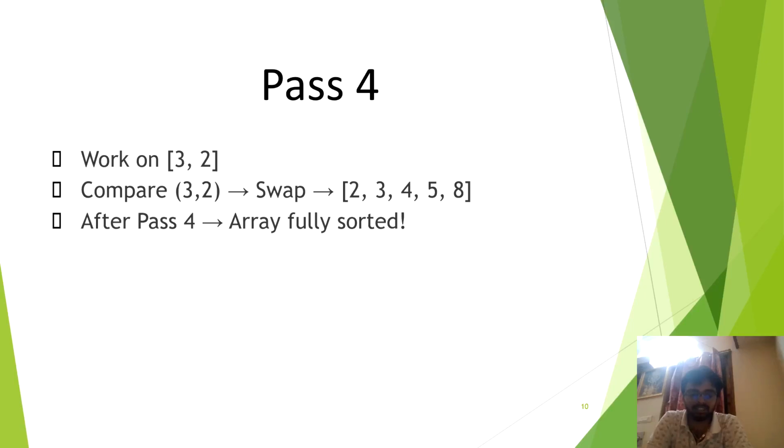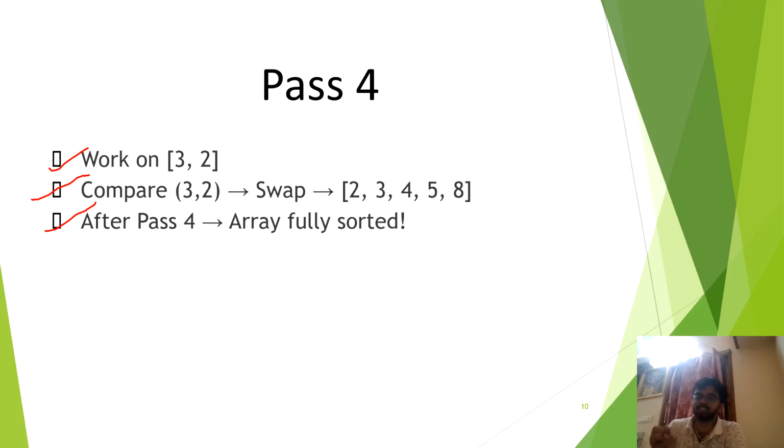So for us here, the first point is clear. The second point is clear. We will look into the third point. What is the third point? After pass 4, the array is fully sorted. What I said before, the same thing they have written. So now it is clear for you how the bubble sort algorithm works.